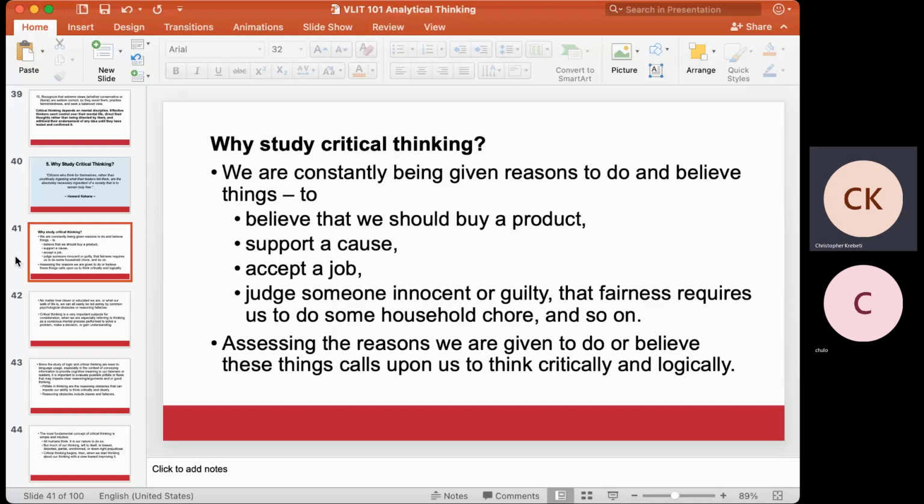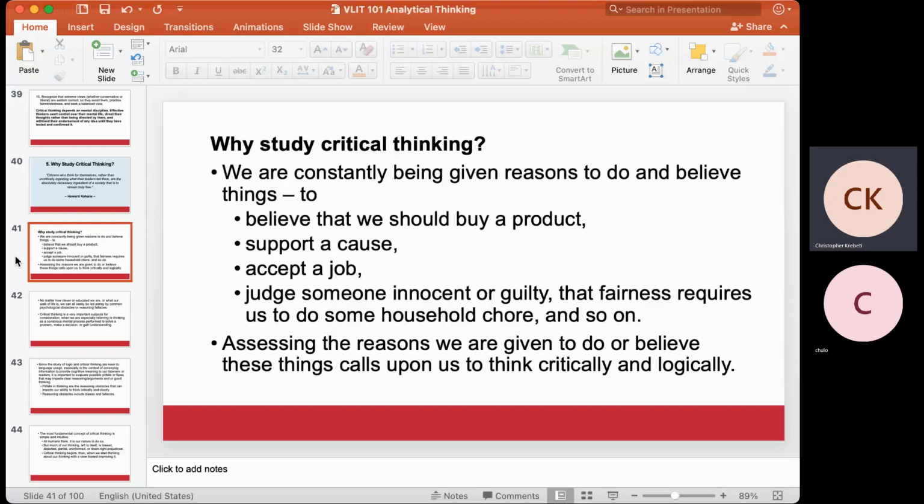There are many people who don't care. They accept all kinds of associations, friendships. They accept all kinds of things. And then eventually, it begins to eat into their reputation. It destroys their reputation for life. Please watch. To accept a job, judge someone innocent or guilty in the court of law, fairness requires us to do somehow social and so on. So all of these are the reasons.